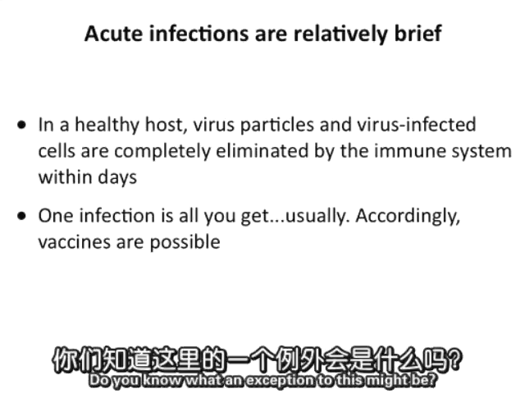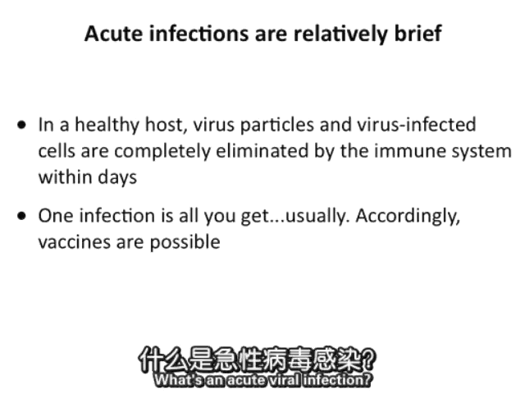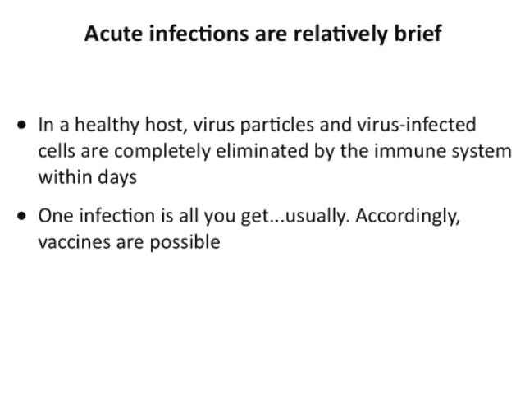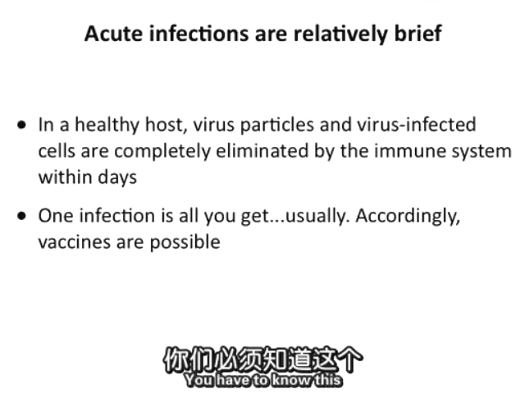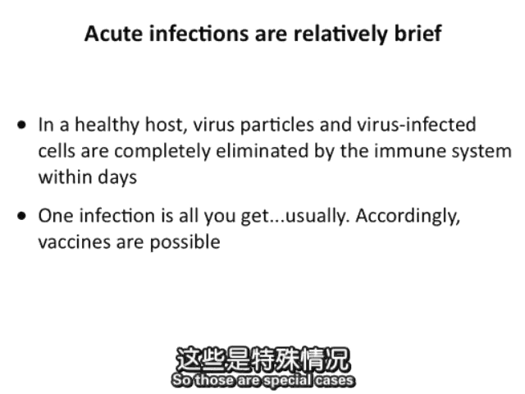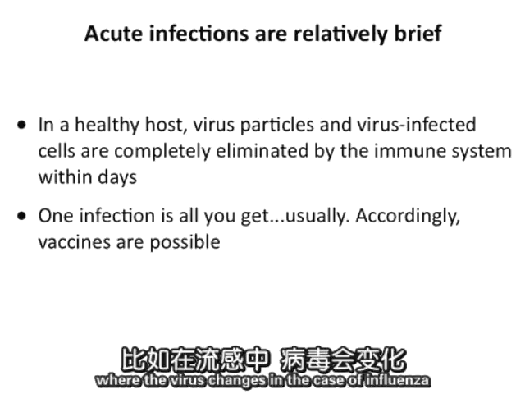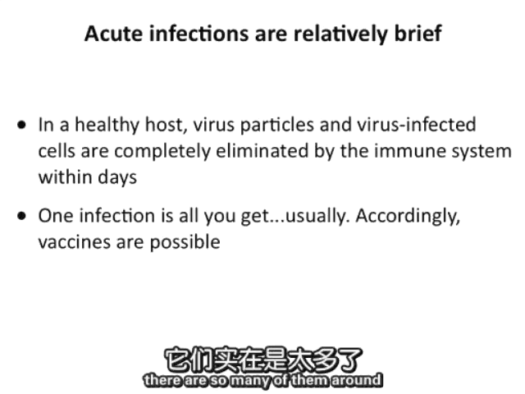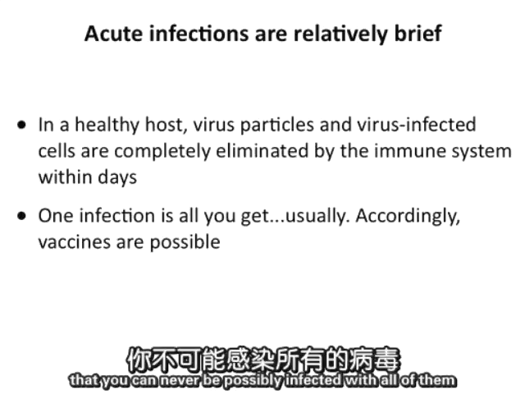Do you know what an exception to this might be? What's an acute viral infection where you keep getting infected over and over again? You have to know this. A rhinovirus would be one. Any others? Influenza, right. So those are special cases where the virus changes. In the case of influenza, or in the case of rhino, there are so many of them around that you can never possibly be infected with all of them.